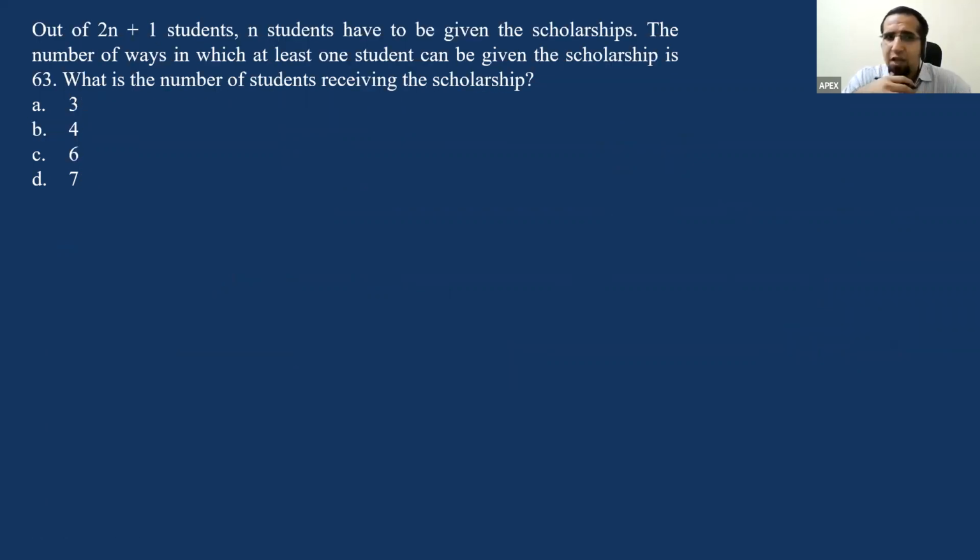Now, by looking at this question, what is the number of students receiving the scholarship, if the number of ways in which at least one scholarship is given. Now this question is moving more towards permutations and combinations. As of now, I would leave that for you, right? Once we are done permutations and combinations in the class, we'll come back to this. Do not worry about it.